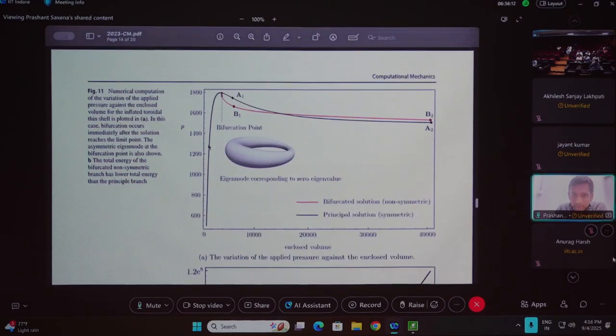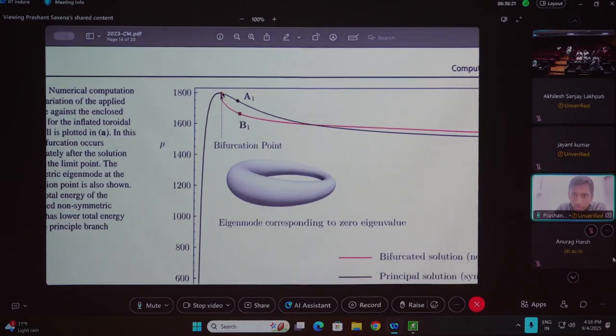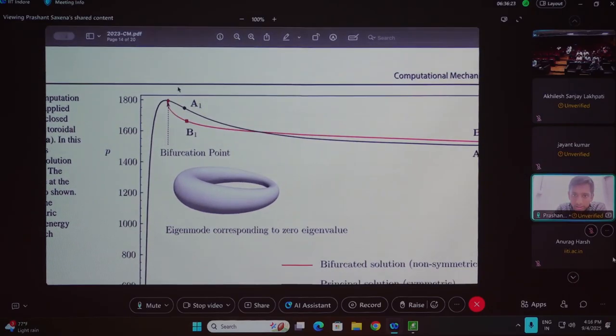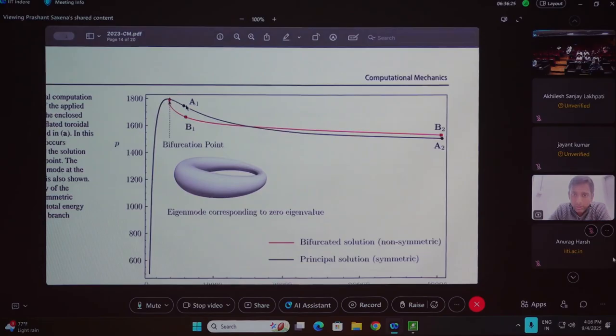So in the pressure versus volume curve, just a little bit after the limit point, we start getting 0 eigenvalues. If you do not do anything, you can stay on the black curve and you get the principal solution, which is a symmetric solution. But if you do choose to move in the direction of the eigenvector, you move completely in a different direction, which is the red curve, and this is what the eigenmode corresponding to 0 eigenvalue is.